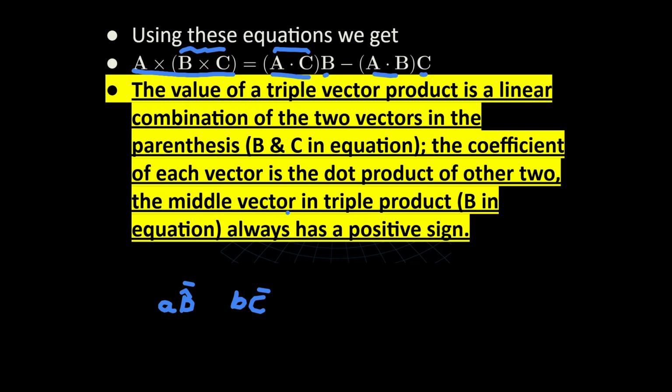The middle vector in the triple product, now over here it is B, will always have a positive sign. In this equation you will never find that this B has a negative sign. If it has, then something will change.